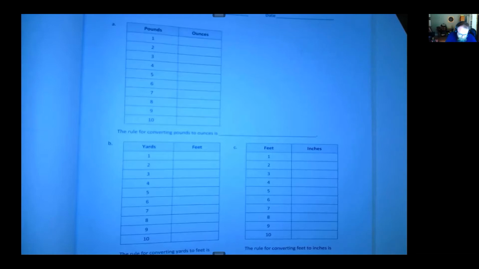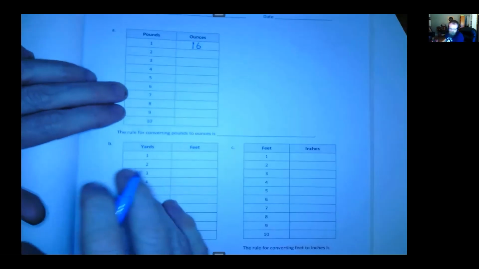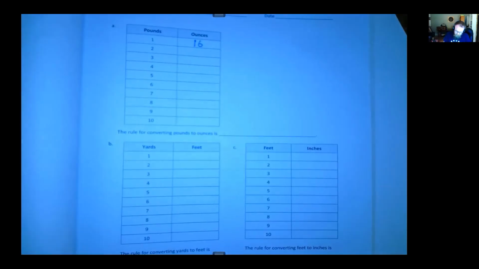So there are 16 ounces in a pound. When you know that there's 16 ounces in a pound, you can start there. Let's talk pounds and ounces first up here, part A, on page 115. 16 ounces in a pound. Make your paper look like mine, please.